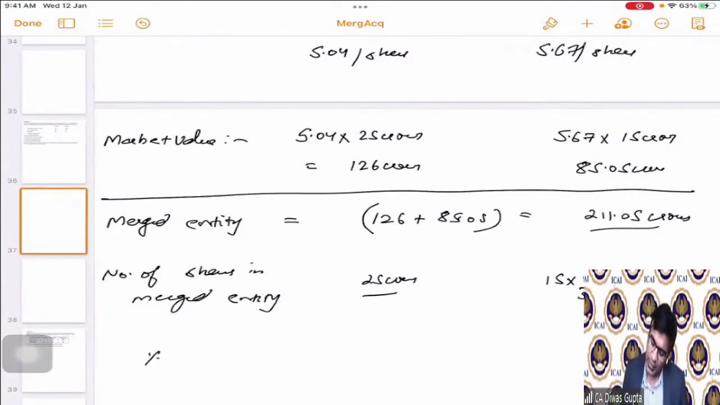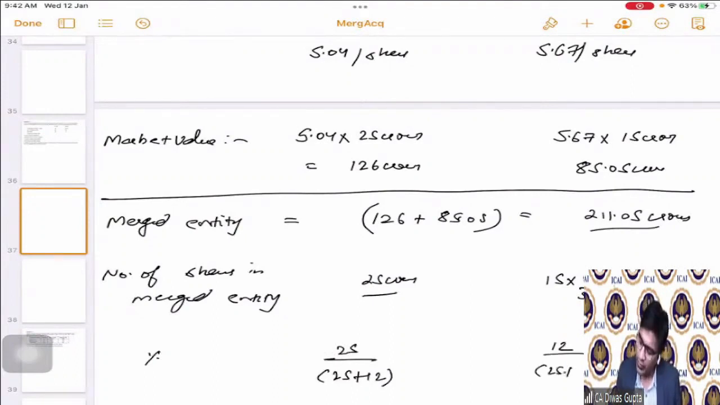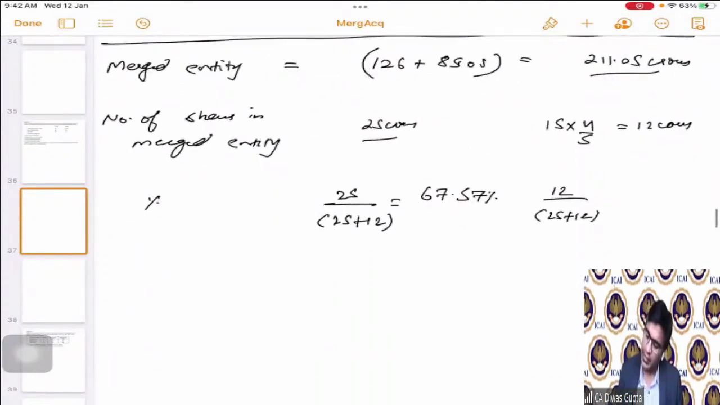So the percentage, can we calculate? 25 divided by 25 plus 12, correct? Which is 37. And here also 12 divided by 25 plus 12. So this will give us, they have a holding of 67.57%. Similarly, R Limited shareholders have a holding of 32.43% in the respective capacities in the new company.